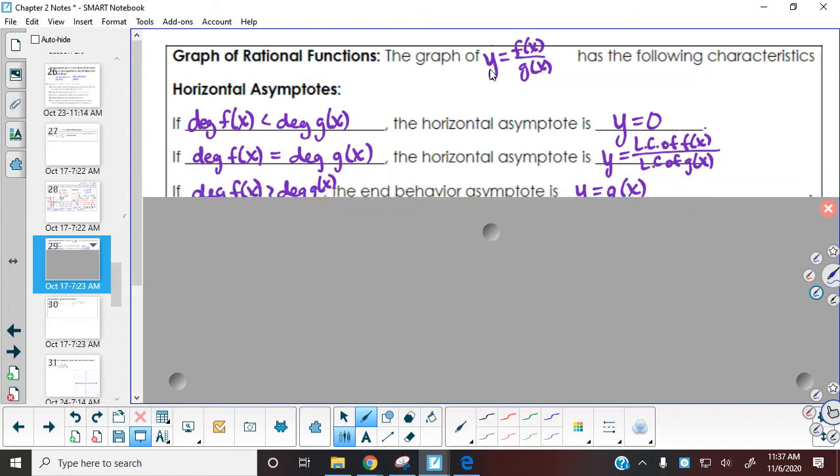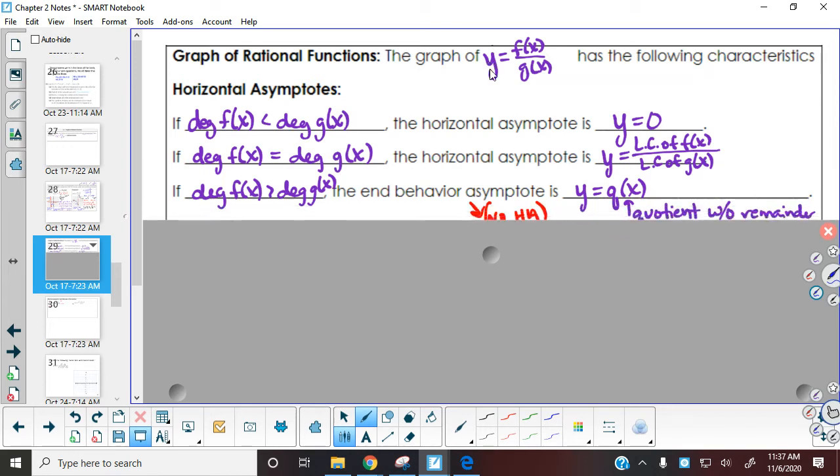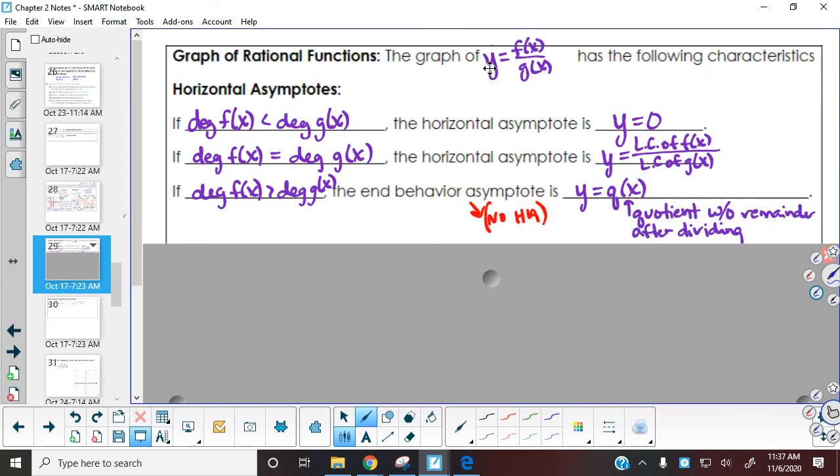The last option is if your degree of the top is greater than the degree of the bottom, you actually will not have a horizontal asymptote, but you will have an asymptote that you have to work to find. So there is no horizontal asymptote, but you're going to divide in the quotient without the remainder. Okay, we're going to look at this. So just the top part of that long division without the remainder is going to be your asymptote.